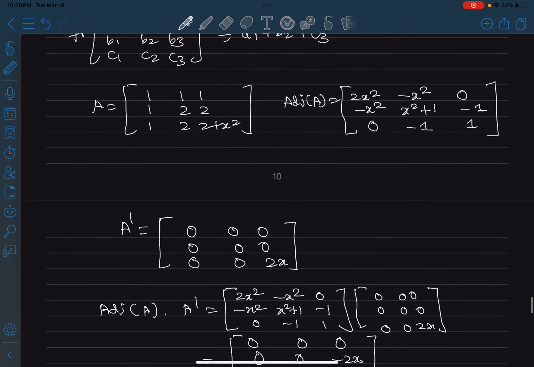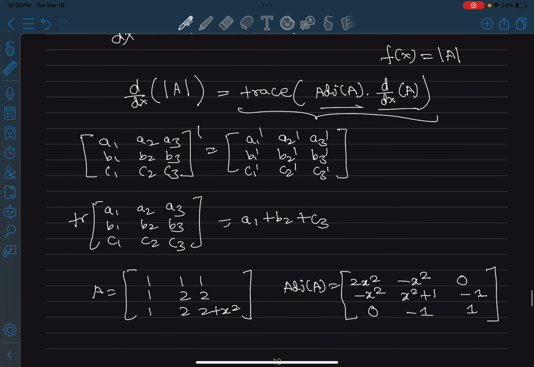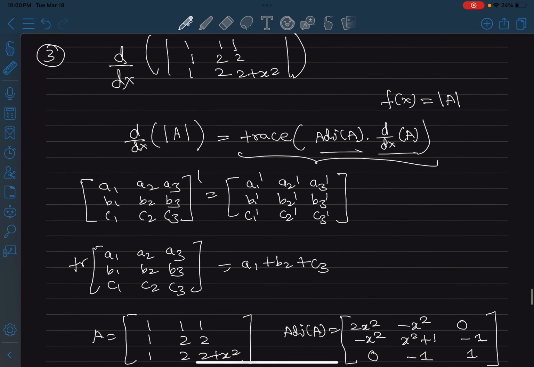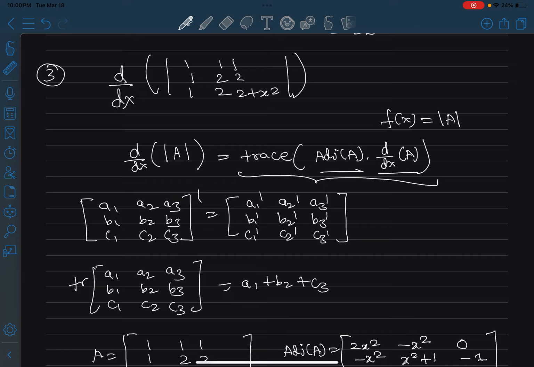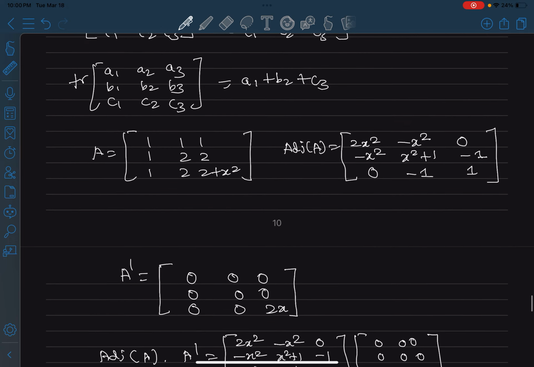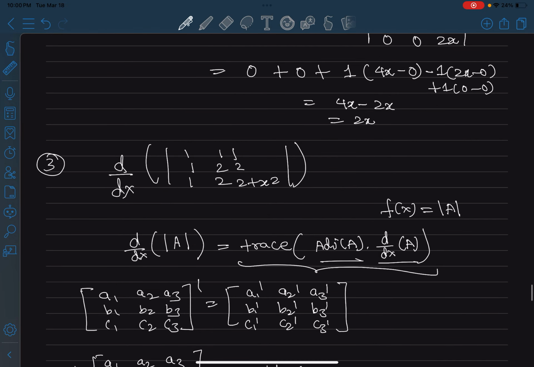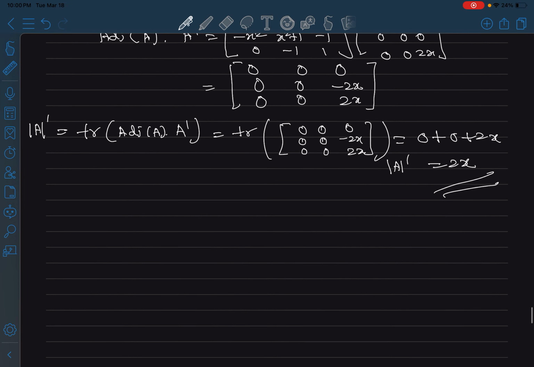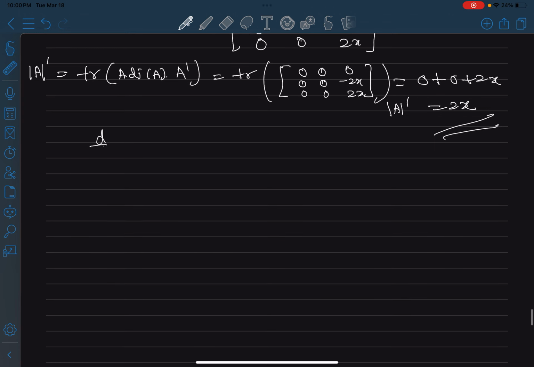right? So this is the third way. We use the formula that the derivative of a determinant is just the trace of the adjoint of A times the derivative of the matrix A, and that worked. This seemed to be harder, but sometimes it's actually useful. This is mainly in statistics, where we need this formula. Basically, we want to find the derivative of the log of the determinant, right?